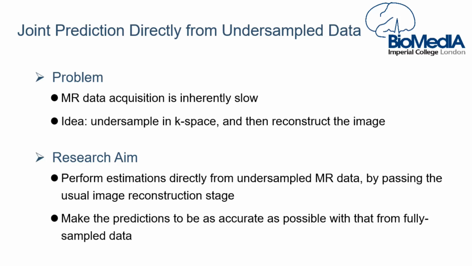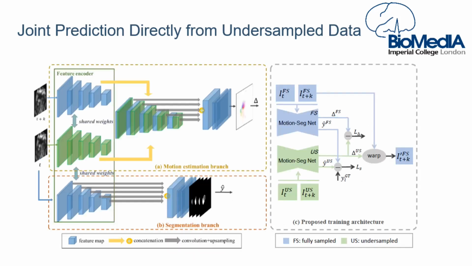So this motivates us to perform the estimations directly from undersampled MR data, bypassing the MR image reconstruction stage. The goal of this work is to make sure the predictions can be as accurate as possible compared with those from the fully sampled ones. So again, we adopt the network we described earlier, and here we propose a framework for the training on the right side. This framework mainly consists of two subnetworks.